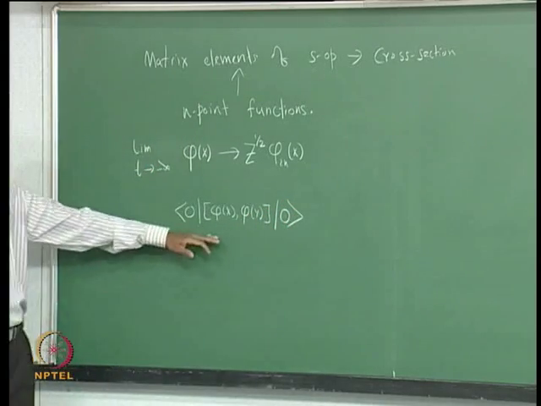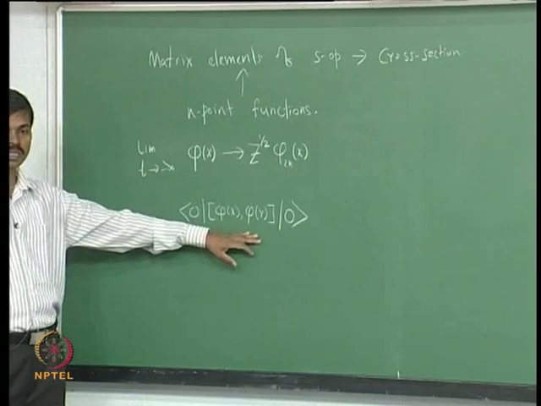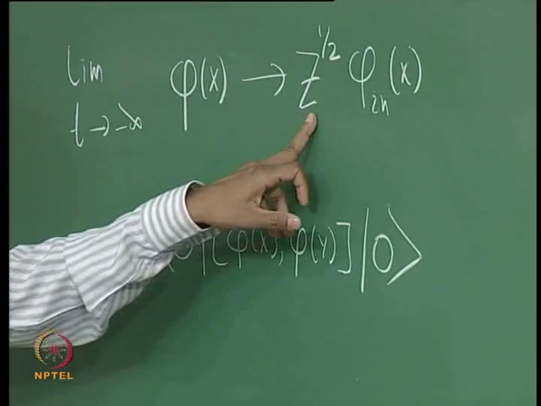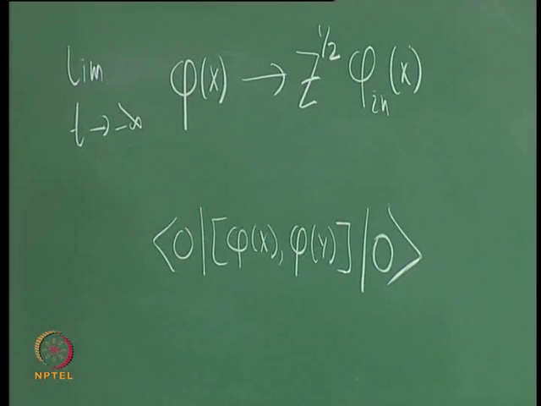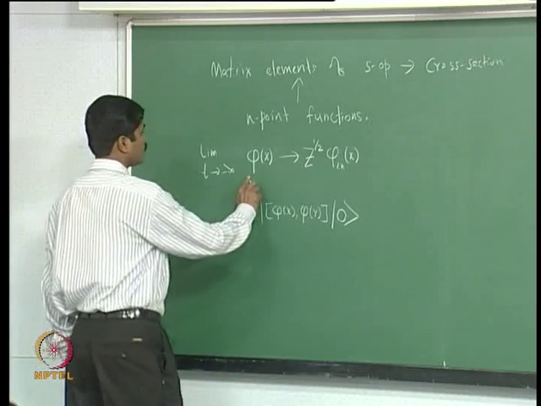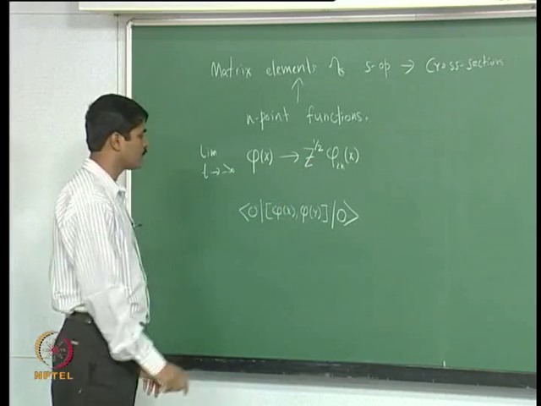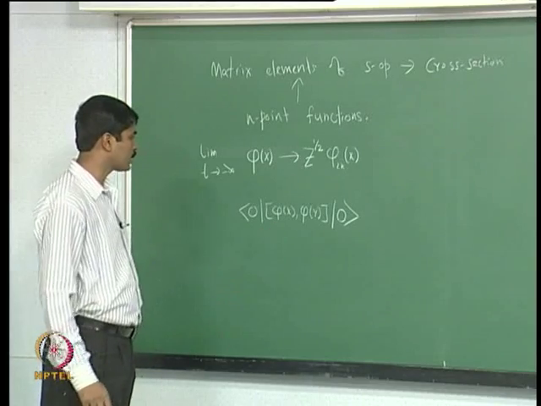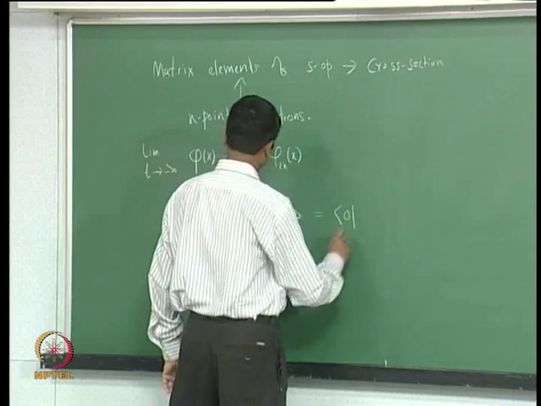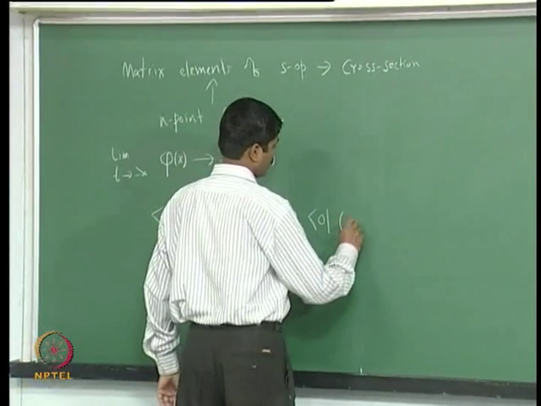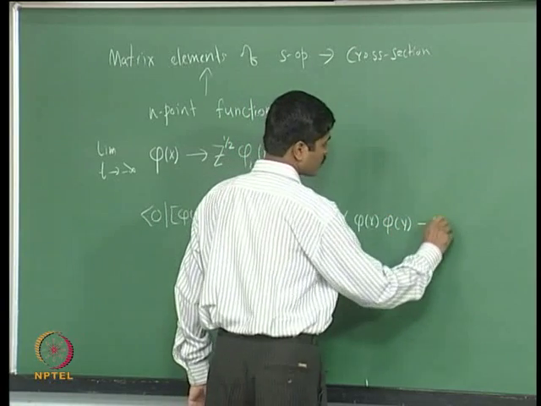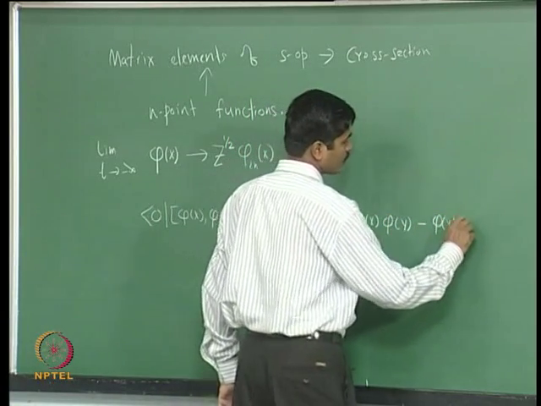We will find a representation for this quantity, and then from there we will see that this constant Z here will be a number which lies between 0 and 1 for the theory to be interacting. So, let us consider this commutator here. This commutator is essentially phi of x, phi of y minus phi of y, phi of x.